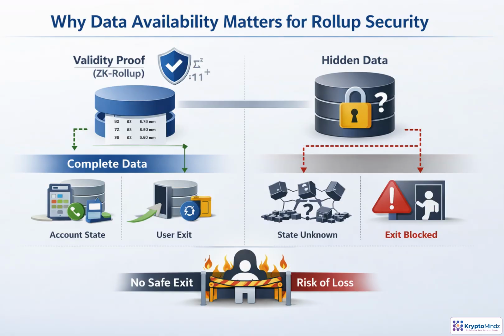Validity proofs answer whether the rollup state transition was computed correctly. That is essential, but it is not the whole security story. Users also need the underlying data so they can reconstruct balances, monitor changes, and prove what they are owed. If an operator withholds that data, the proof may still verify, but users may not be able to exit safely. Correctness protects the rules. Data availability protects recoverability.